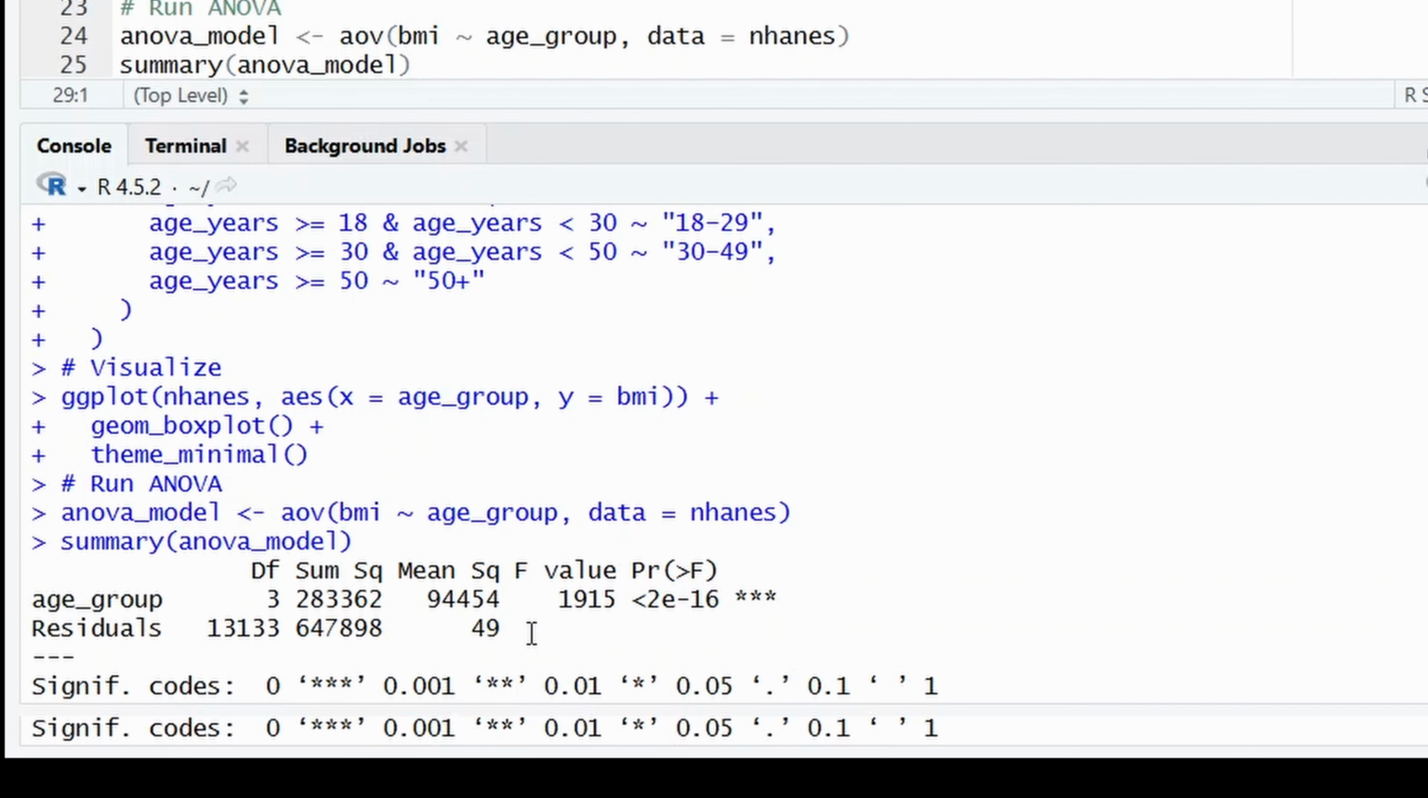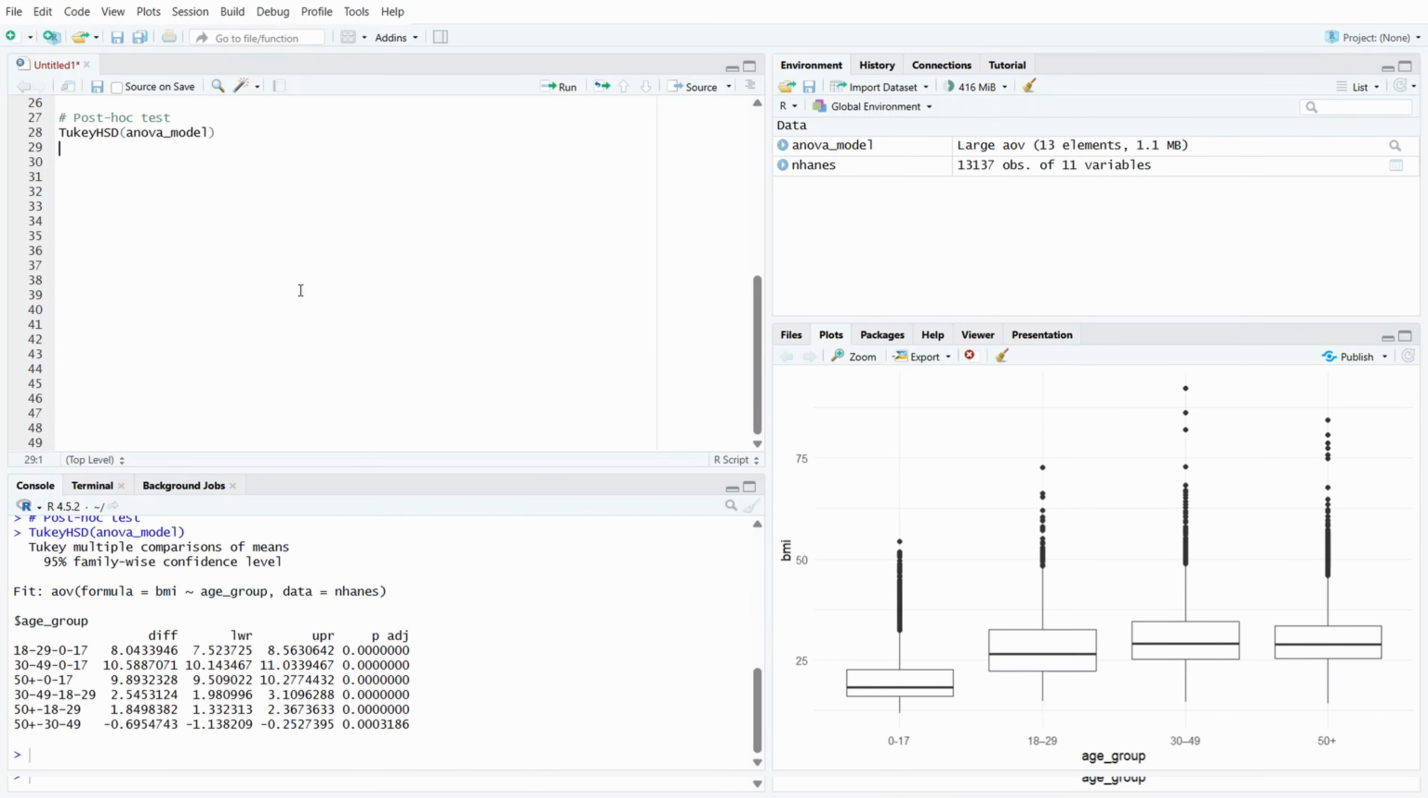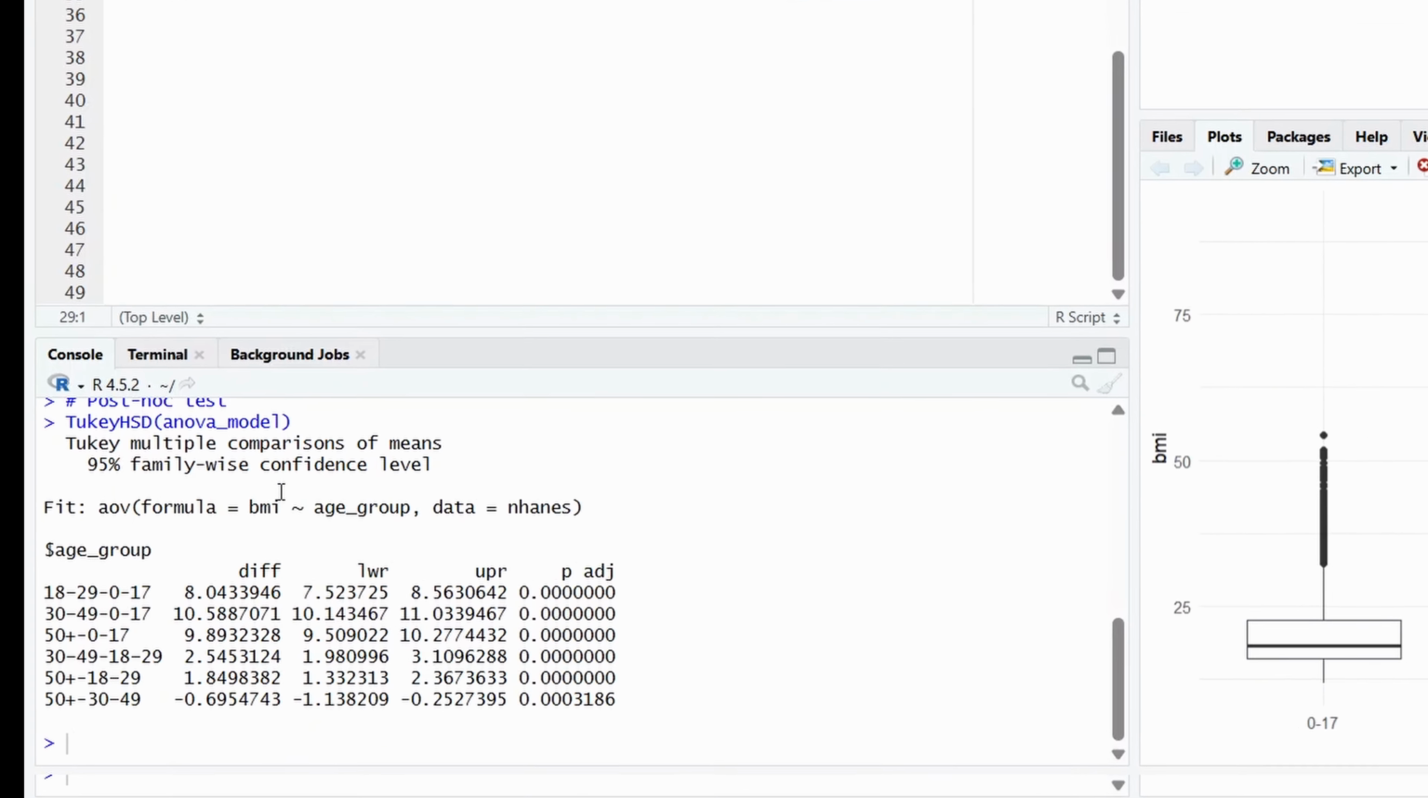Now we'll run a Tukey post hoc test to determine which specific age groups differ from one another. Remember, ANOVA tells us that at least two groups differ, but Tukey tells us exactly where those differences are. So let's walk through the results step by step.